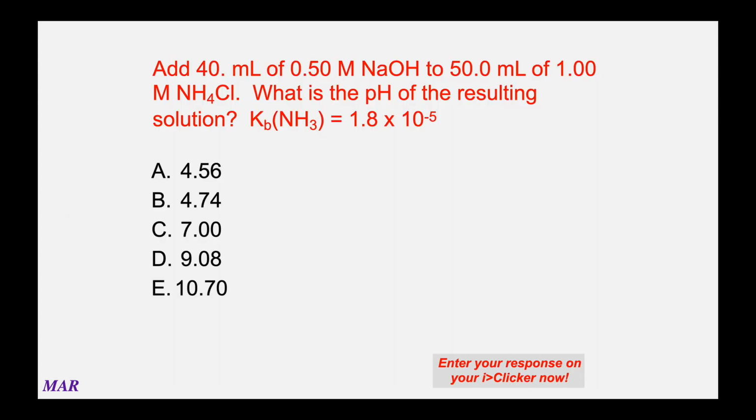Here's a question. We're adding 40 milliliters of 0.50 molar sodium hydroxide to 50 milliliters of 1.00 molar ammonium chloride. What's the pH of the resulting solution? And it gives you a Kb of 1.8 times 10 to the minus 5. Okay, so like before, what I would do, this is some random base and acid being thrown together. Figure out what kind of quote-unquote titration it is, even though it's not a titration. And from there, you can figure out the region, find the corresponding equation, etc., etc.